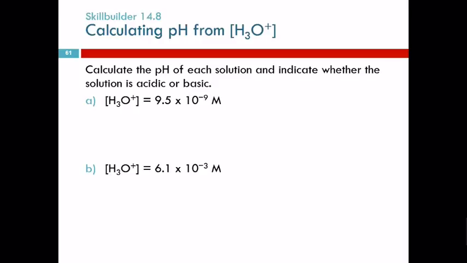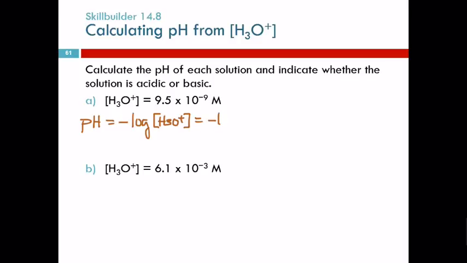Calculating pH from hydroxide ion concentration. So we're supposed to calculate the pH of each solution and indicate if it's acidic or basic. So we need the pH equation. pH equals the negative logarithm, and that's not anti-log or anything funky, that's the logarithm with the sign changed, of the hydronium ion concentration.